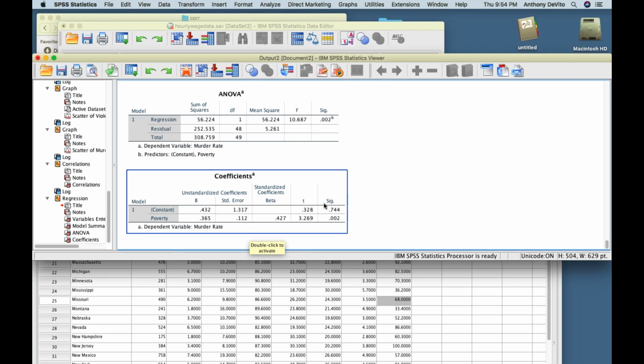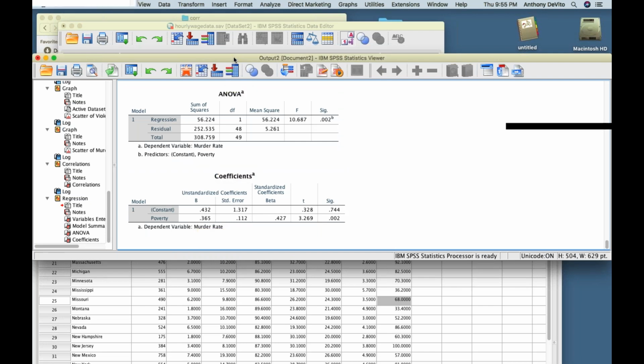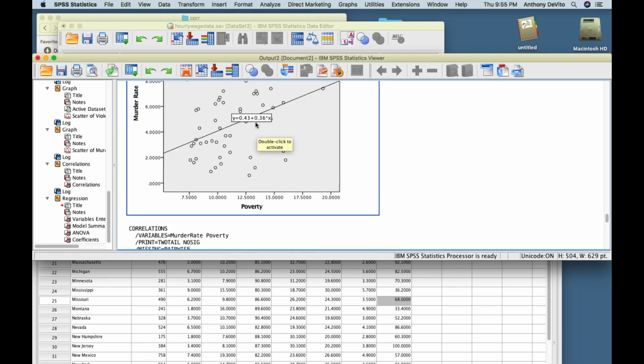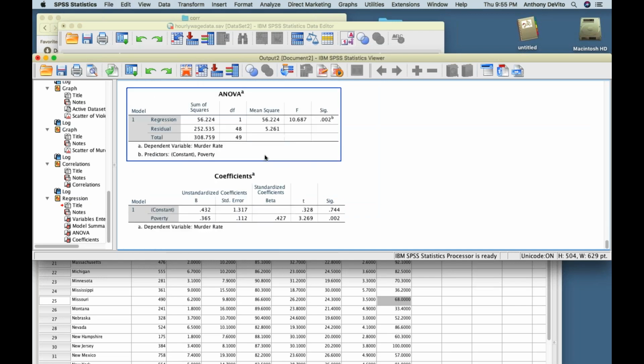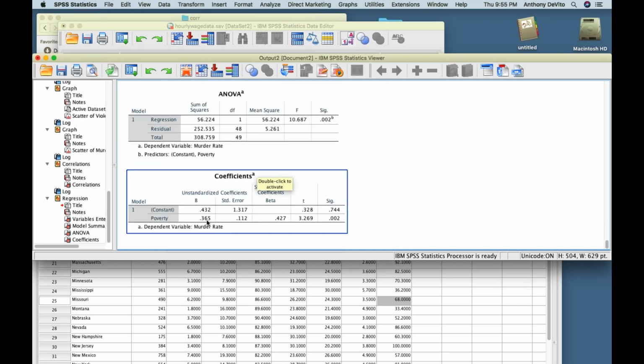Well, my y-intercept, though, may not be, but to tell you the truth, it may not mean much because I'm never going to have a situation where the poverty rate is zero or the murder rate zero in any of these states. So I'm going to stick with this. I'm going to go ahead and do this analysis. So what does this tell me? This tells me that the line that we just created can be described as 0.365 times the poverty rate plus 0.432 is equal to the murder rate.